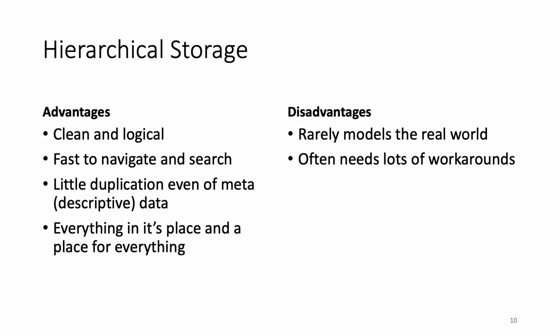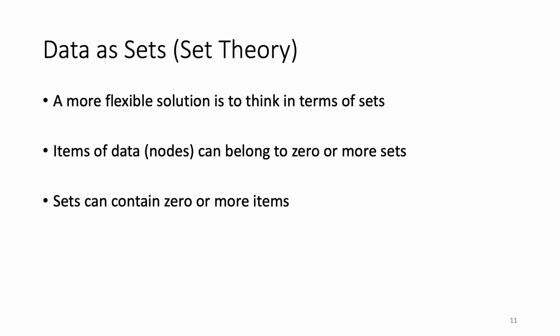So the advantage then of a hierarchy is it's really clean. It's clean, it's logical, it's really fast to search and navigate. Little duplication. Even metadata is stored in one node, and we use shortcuts between it. Everything in its place and a place for everything. So we know where everything goes, and it fits in nicely. But it often fails to model what we want it to model. It fails to actually model the real-world data system we're hoping to put in. And we end up with a whole bunch of workarounds, and those workarounds tend to be more complicated than the problem we were originally trying to solve. So we end up with a very problematic issue.